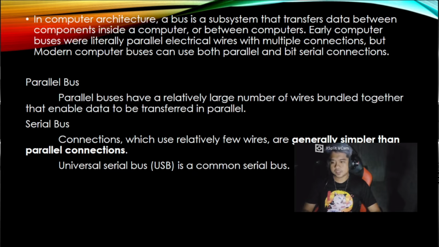Parallel buses have a relatively large number of wires bundled together that enable data to be transferred in parallel, while the serial bus connections, which use relatively few wires, are generally simpler than parallel connections. Universal Serial Bus, or what we call the USB, is a common serial bus.